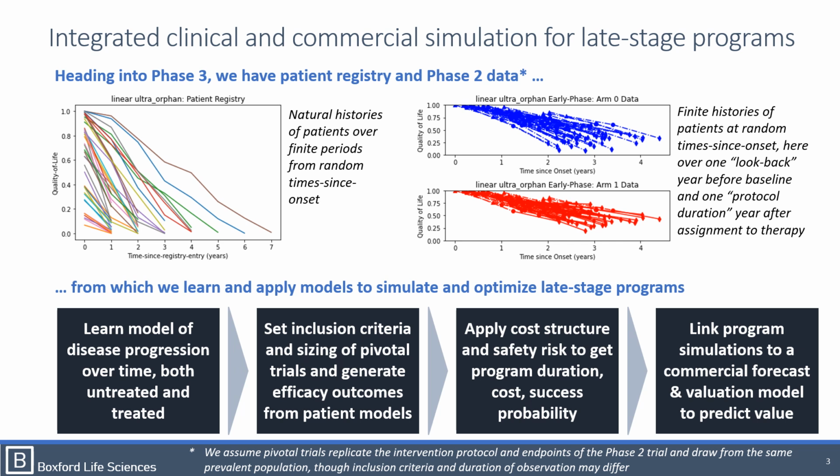We're going to then set the design of our program, inclusion criteria, sizing of the trials, duration of the observation, and we're going to use these patient models to generate efficacy outcomes for the trials according to the statistical plan. We're going to then apply a cost structure and safety risk assumptions to get the program outcomes where for each stage, trial, or regulatory review, we would see how long it takes, how much it costs, and what's the chance of success. We then take all those outputs from these clinical program simulations and link them to a commercial forecast and valuation model to predict overall value of the late-stage program.